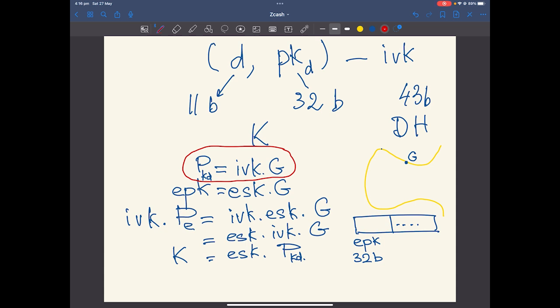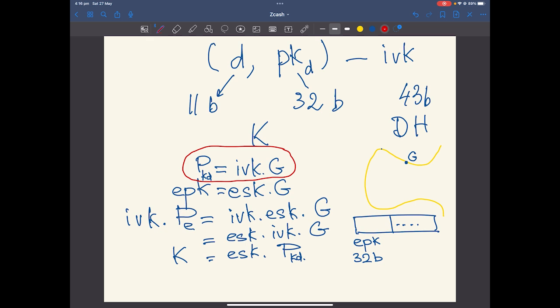If G was fixed and agreed on by everybody, then I wouldn't have to publish D. I would just publish my PKD. But the trick here is that the D that I'm putting in my address allows the sender and the receiver to associate a particular point G.